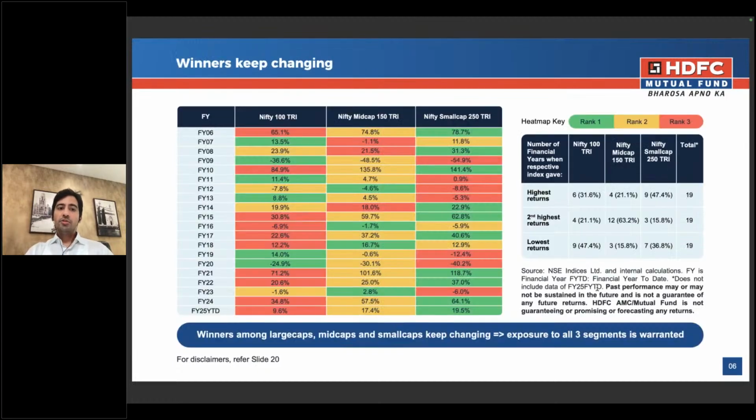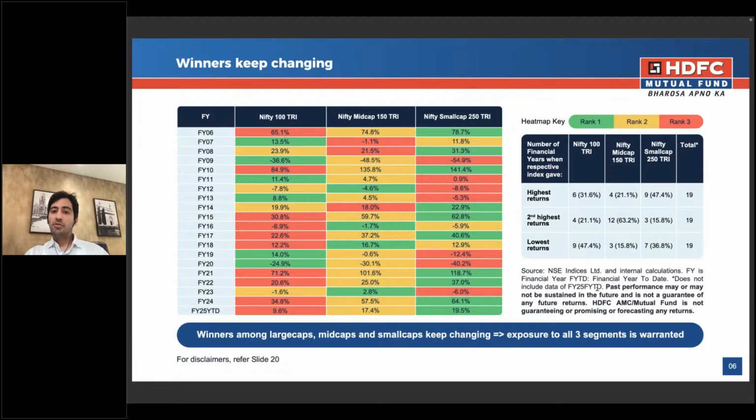The last slide is on why you should have exposure to large, mid and small: the winners keep changing. In any one year it's usually difficult to predict whether next year mid will do well, or small will do well, or large will do well again, right? It's difficult to tell in advance. And if you see in the table on the right, it is clearly visible there. For large caps, for example, we have data for 19 financial years. In these 19 years, large caps have done the best 6 of the 19 times. They have done the worst 9 times, right?